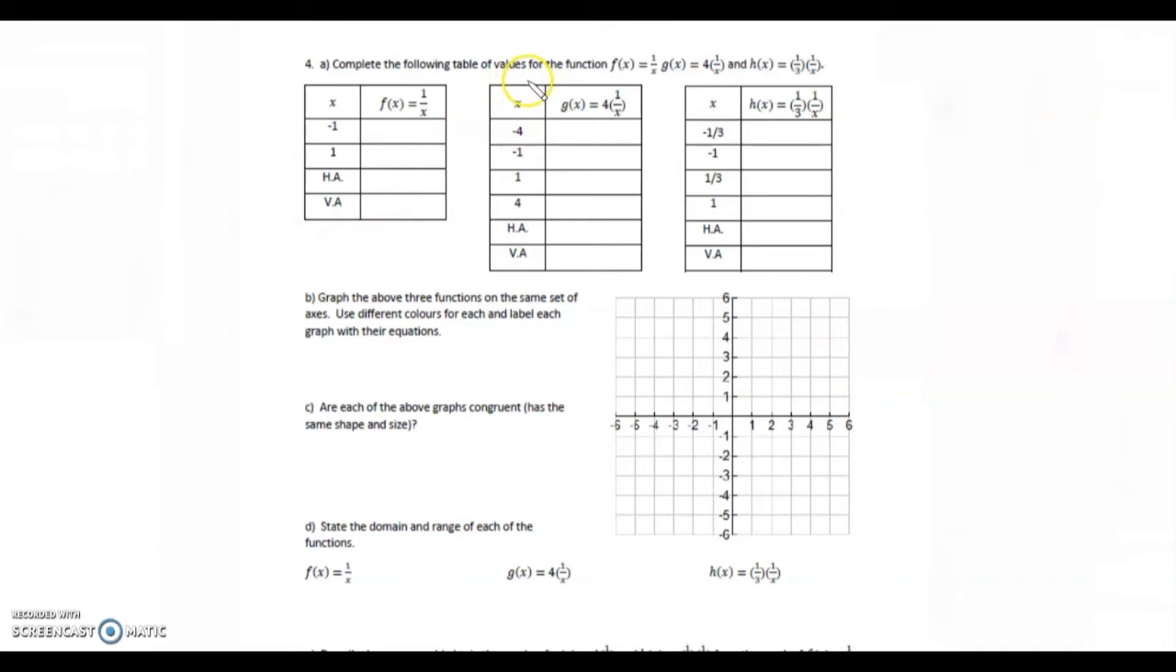So now we're going to complete the table of values for the 1 over x function. Okay, so we only need two coordinates. We need (-1, -1) and (1, 1), and that's from the original. From the original, we're going to have a vertical asymptote at x equals 0, and a horizontal asymptote at y equals 0.